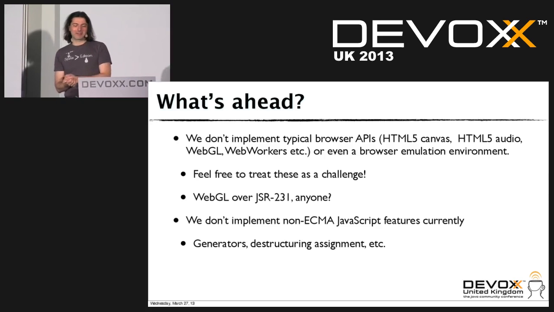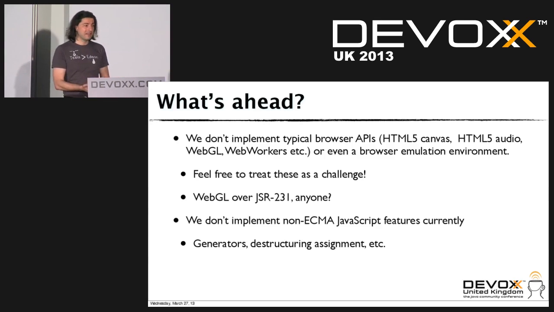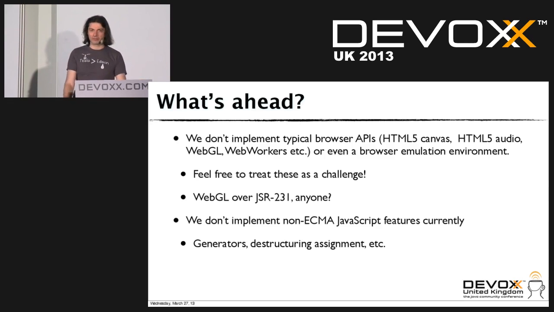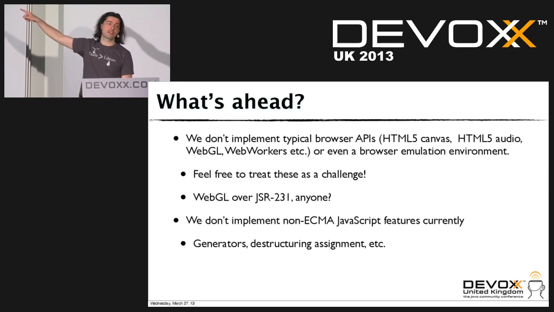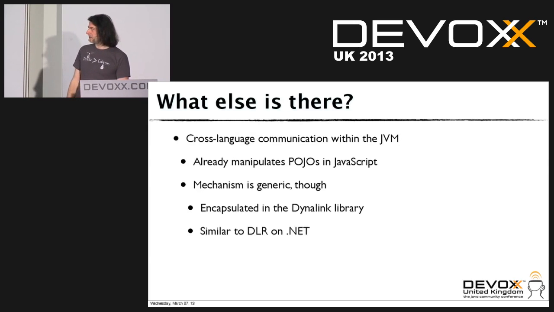Of course, for that, we would actually need to have some HTML APIs, like Canvas, HTML5 Audio, WebGL, Web Workers, and so on. We do not provide these. We are like V8 is. We are a core JavaScript runtime. Everything else needs to be built on top of that as an environment. Well, you know, this thing is open source. Feel free to treat any of those as a challenge. If you write it, we'll take it. I mean, WebGL, right? There are also OpenGL bindings for Java, JSR 231. I think it would be a fairly easy binding layer on top of that.